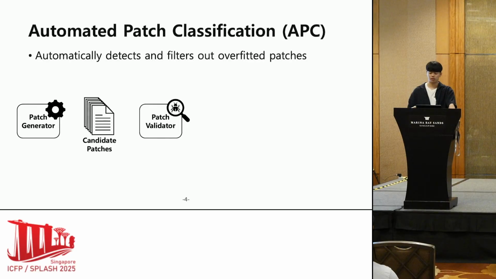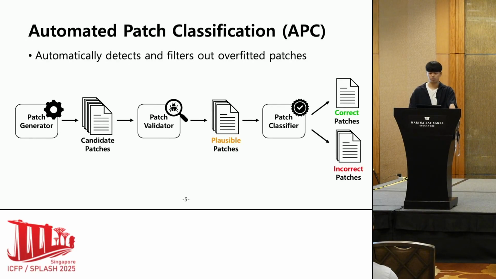So, to resolve this problem, recent works have proposed automated patch classification techniques. The key idea is to automatically detect and remove incorrect patches before they are delivered to users. By pruning those incorrect patches early, it can improve the overall repair performance and reduce the manual effort required to find the correct patch.